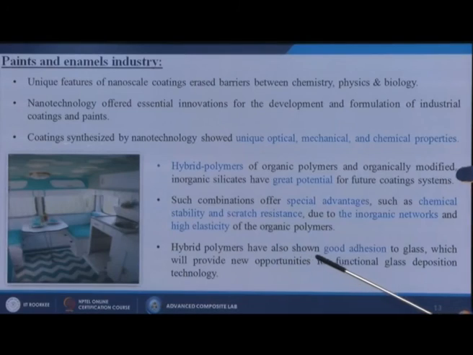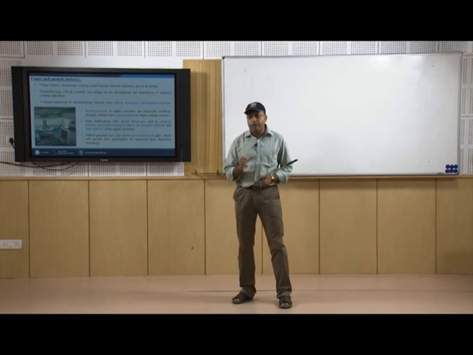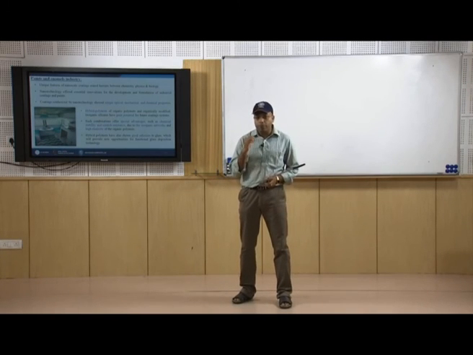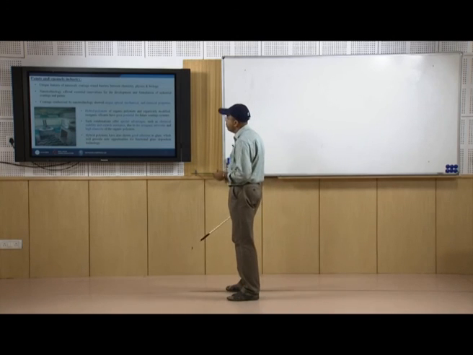Hybrid polymers have also shown some good additions to glass, which will provide new opportunities for functional glass deposition techniques, because adhesion to glass is very poor. If anything we put onto the glass surface, after a certain time it will come out. So nowadays people are trying to make certain kinds of materials which can easily stick onto the glass substrate, so that we can do functional glass deposition.